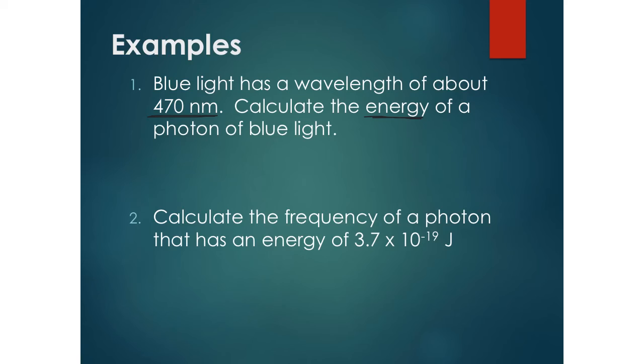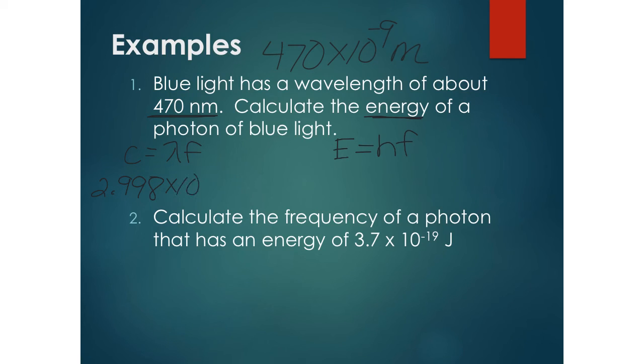So first thing we have to do is convert nanometers to meters. So we will do 470 times 10 to the negative ninth meters. We will plug that into our first formula: the speed of light is equal to the wavelength times the frequency. Once we find the frequency, then we will put it into our next formula: E is equal to h, which is Planck's constant, times the frequency. So it will be a two-step problem.